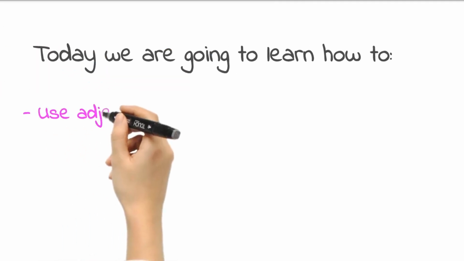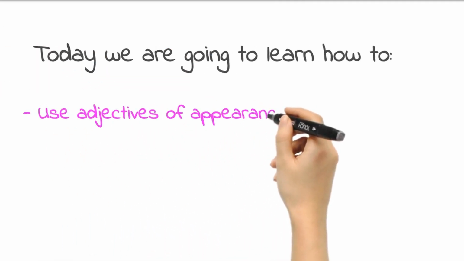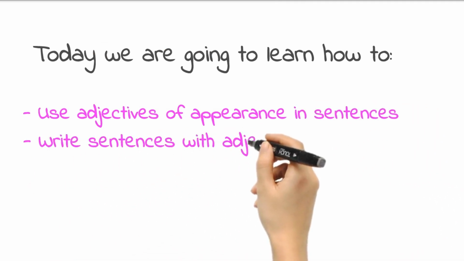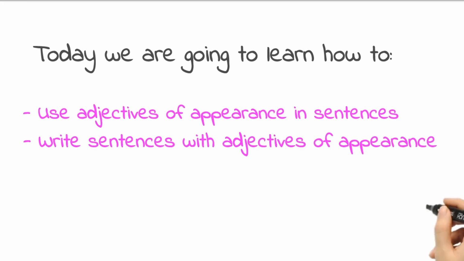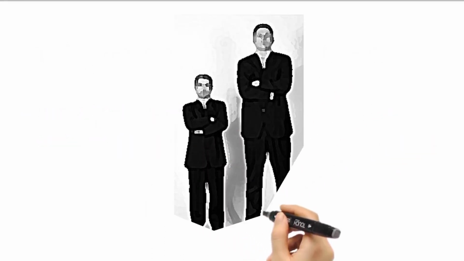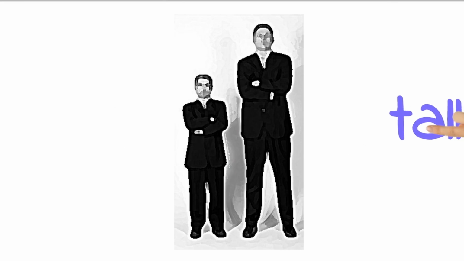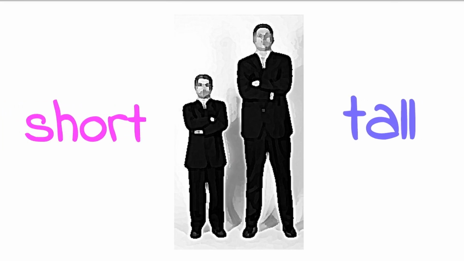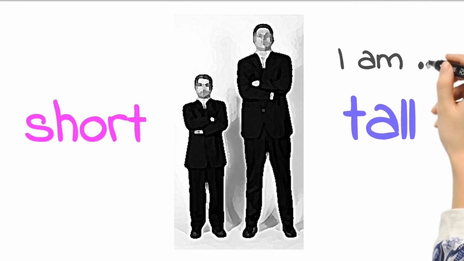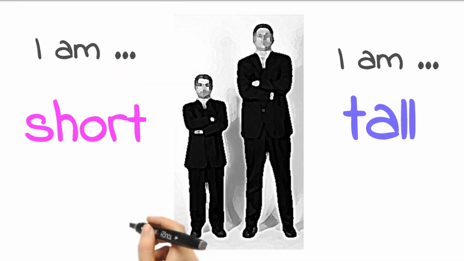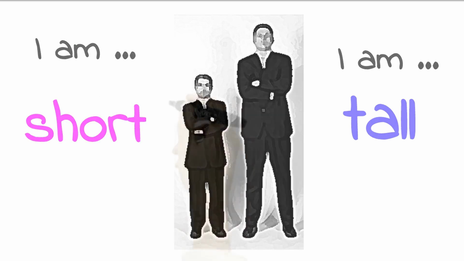Let's go. Today, we are going to learn how to use adjectives of appearance in spoken sentences and write sentences with adjectives of appearance. Let's go. Repeat after me. Tall, tall. Short, short. We say, I am tall. I am short.